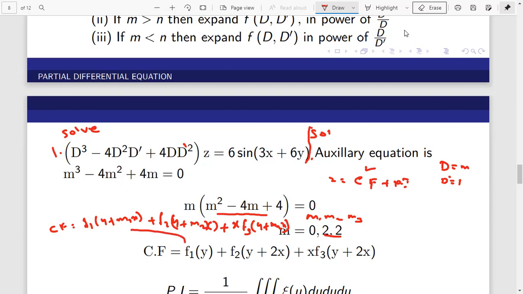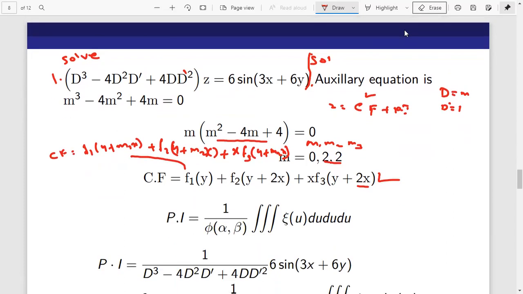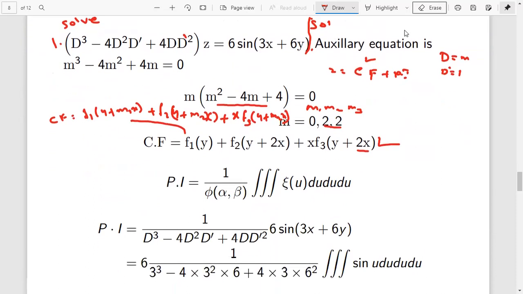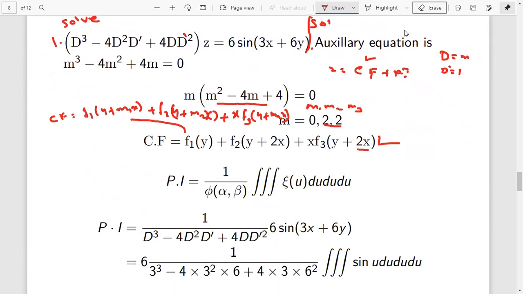Next, both roots are equal, therefore I am using the second case solution, same as the complementary function. That is f2 of y plus m2 x, m2 is 2, so f2 of y plus 2x plus x into f3 of y plus 2x. Okay, this is the complementary function. Now we need to find the particular integral. Okay, so to find the particular integral, this is the order 3.